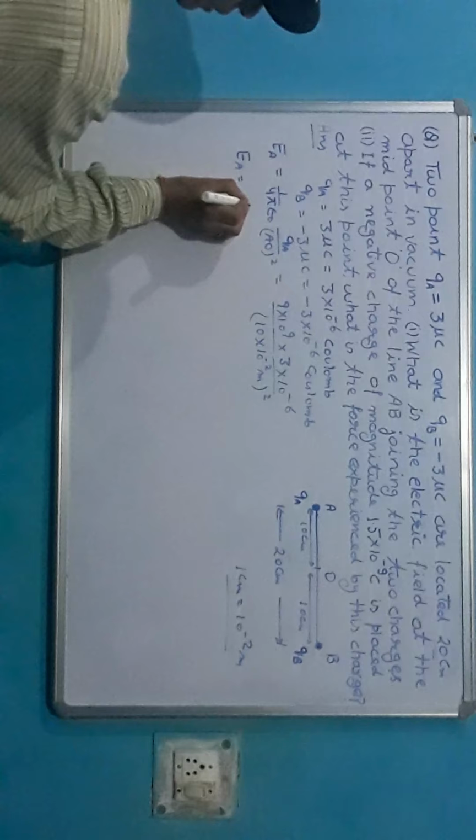Okay, clear? So what we have been given: QA is equal to 3 microcoulomb, and we know that 1 microcoulomb is 10 to the power minus 6 coulomb. So here we write 3 into 10 to the power minus 6 coulomb. In the same manner, QB, that is minus 3 microcoulomb, convert it: minus 3 into 10 to the power minus 6 coulomb.